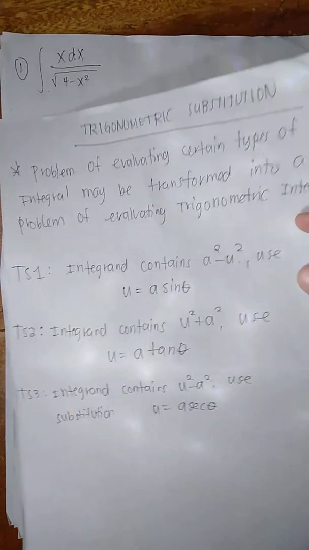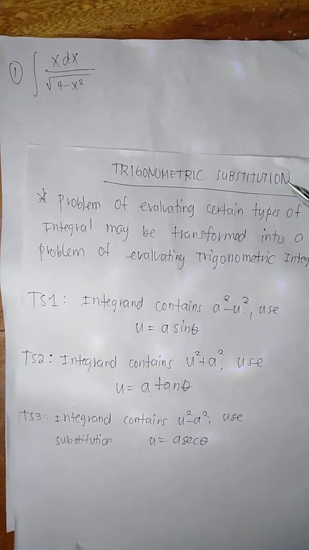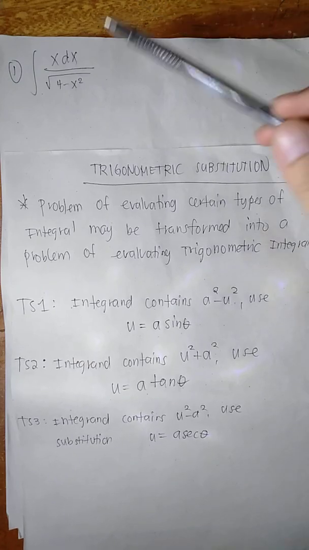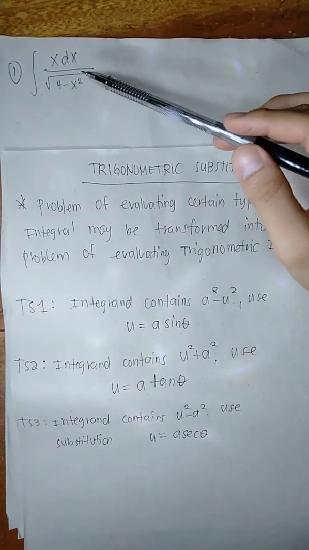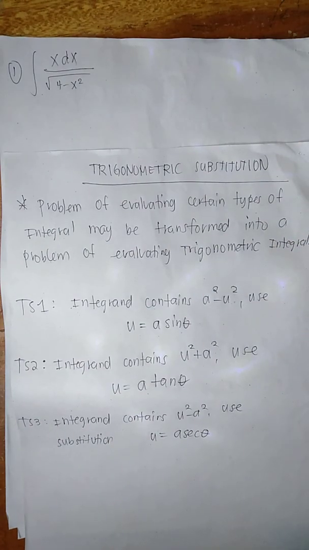So let's try to solve this problem number 1 that involves the function integral of x dx over square root of 4 minus x squared. So in this case, based on our trigonometric substitution, let's go back a little. So here we have our function. So what medium can we use? Notice we have a constant 4 and a variable x. So we use substitution number 1.